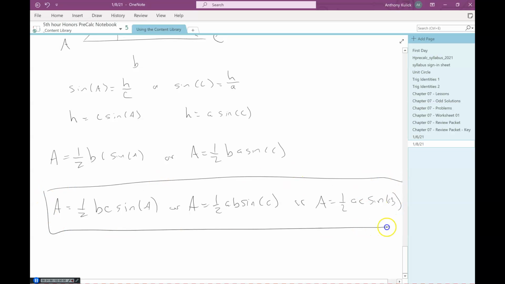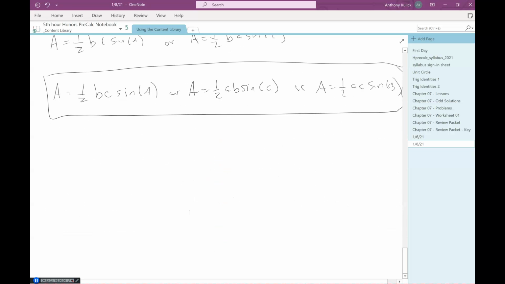So there's our three different versions for that area formula: 1/2 BC sine A, 1/2 AB sine C, and 1/2 AC sine B. So again, whatever leg you're not using, that angle is what goes in the sine.